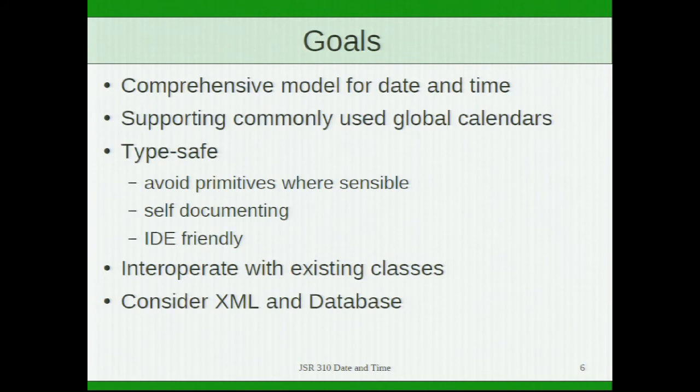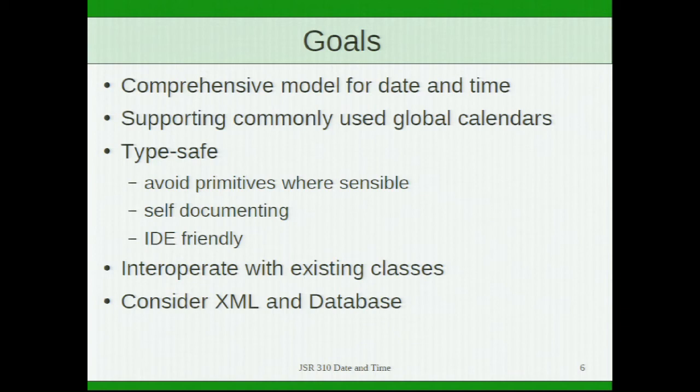So what are the overall goals of the JSR? Well, we're trying to find a comprehensive model for date and time. We need to support global calendar systems. And we want an element of type safety. So where it's sensible to avoid primitives, we want to do that. Day of the week 6 doesn't really mean a lot, whereas a day of week as an enum, where the enum is something sensible like Thursday, that makes sense. So there should be an element of self-documentation about it. Once you've written your code, it should be easy to know what that code means, and it should be IDE friendly. We all use the IDEs these days. Obviously, we have to interoperate, and XML and database are big users of date and time.